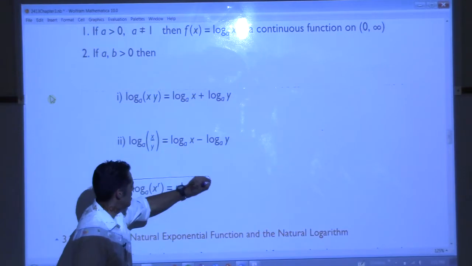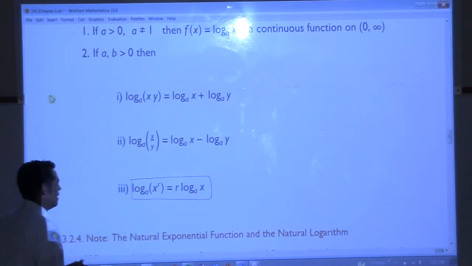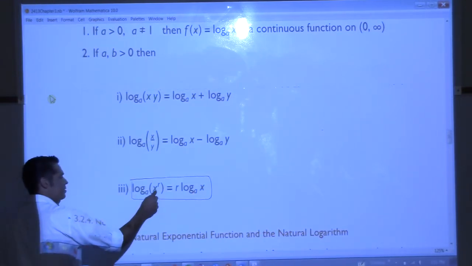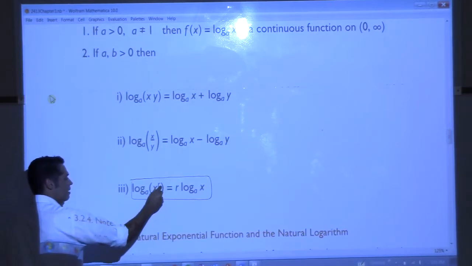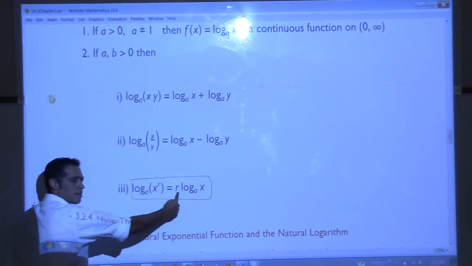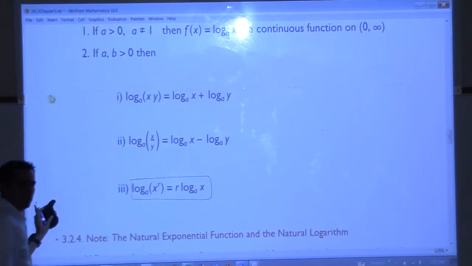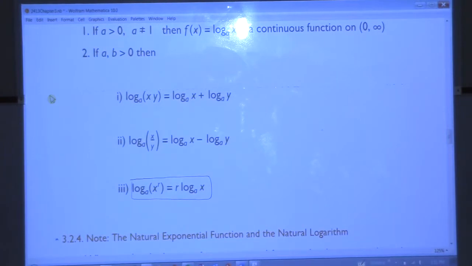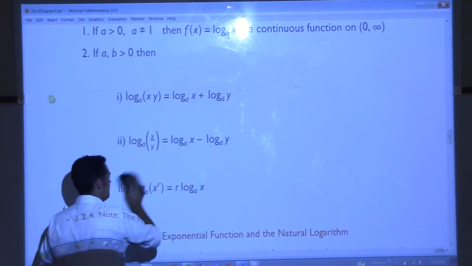Do you remember that property right there? If you have log base a of something to a power, so the argument is being raised to a power, logs allow you to pull that power out front and put it as a constant being multiplied. Super important. All right, so please be aware that those exist, because I will use them.